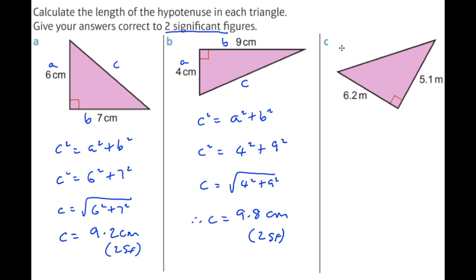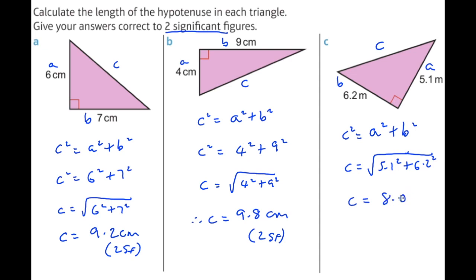Okay, so for question C, notice it's not necessarily flat at the bottom. All you need to do is identify where the right angle is, and the opposite side is C. That's all we need to do. Now we've got A and B. I want to choose that as A and that as B. Same thing again: C squared is equal to A squared plus B squared. C is equal to the square root of 5.1 squared plus 6.2 squared. Notice the shortcut, I put it straight in there. So therefore C is equal to 8.0. This time you're not in centimetres, you're in metres, so that is m, and again that is to 2 SF.